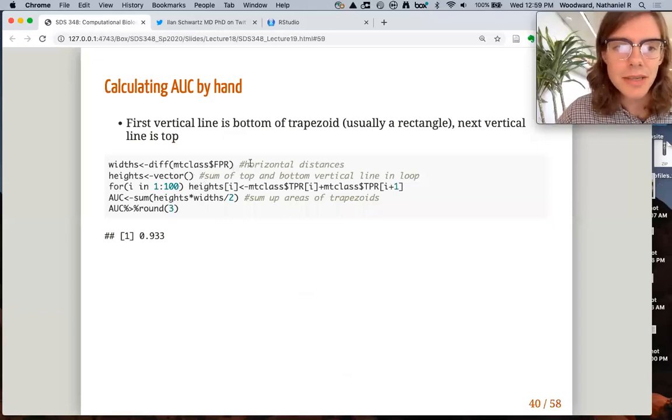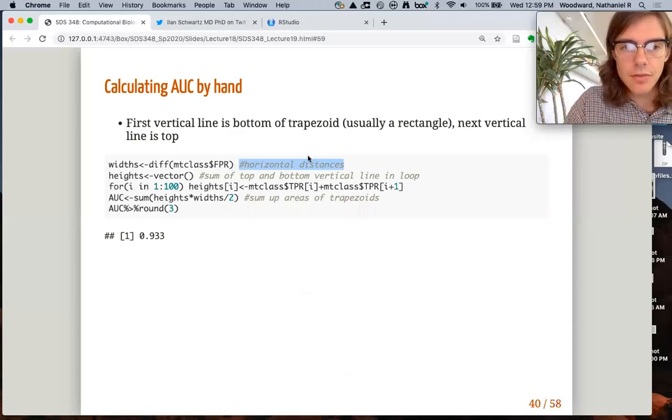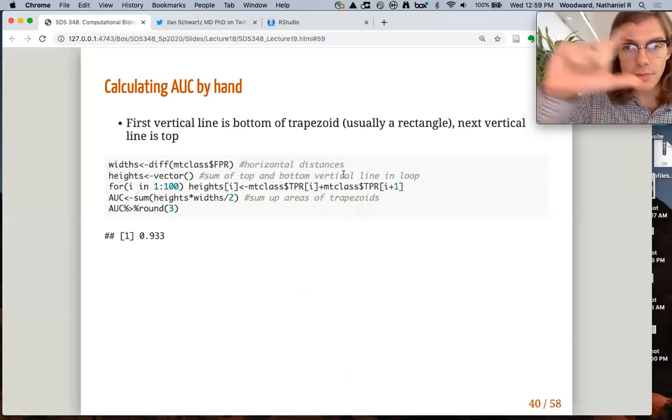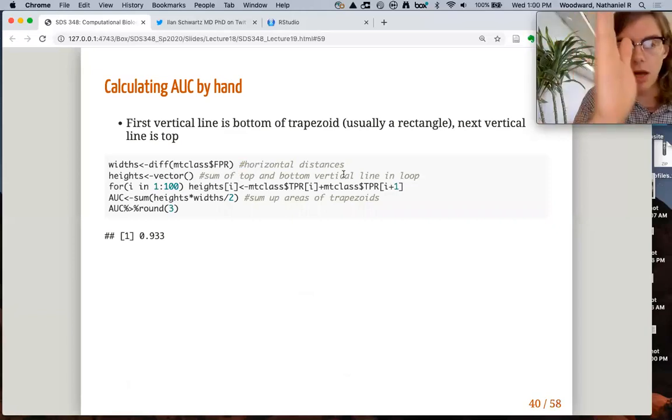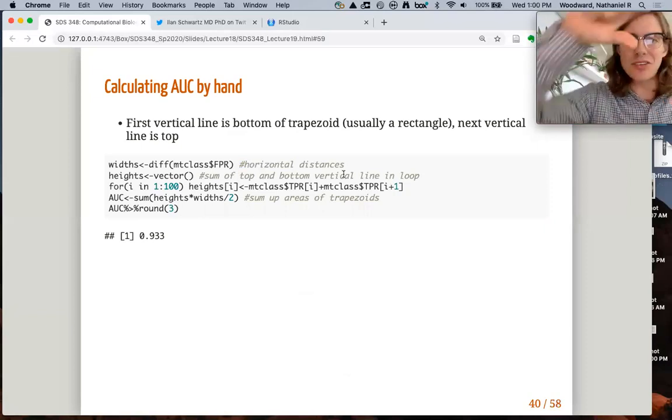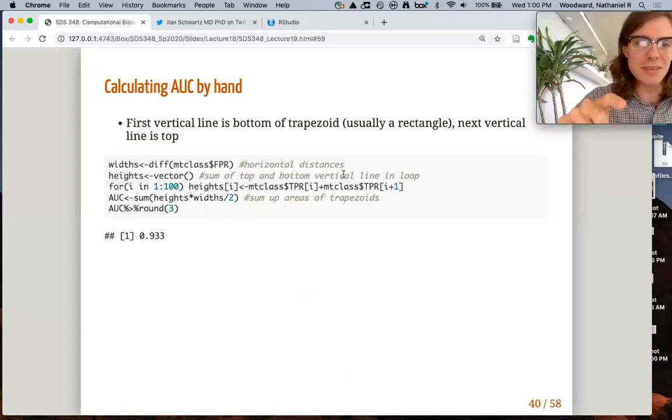You could get those horizontal distances, the difference between the false positive rate for every cutoff. Then you can average the top and the bottom of the vertical lines, right? I keep thinking of it as a trapezoid flipped over, because you typically average the top and the bottom, average the sides. Then you can just sum up those trapezoids.